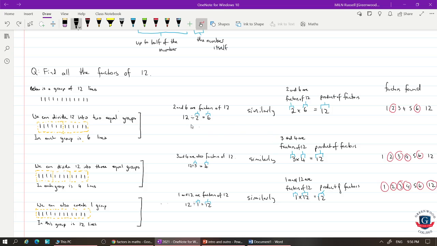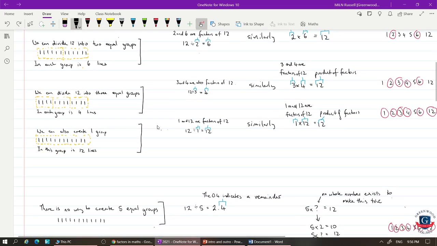And if we look at them numerically, 12 divided by 2 is equal to 6, or 2 lots of 6, which is what I have here, is equal to 12. We can do it for 3 groups. So if we have 3 groups, each group will have 4 in it. 3 times 4 will make 12, or 12 divided by 3 is equal to 4. In all cases, we have nice even numbers. No remainders.